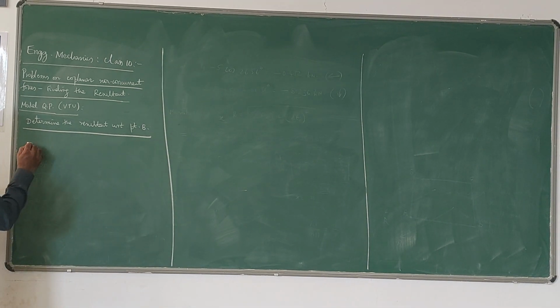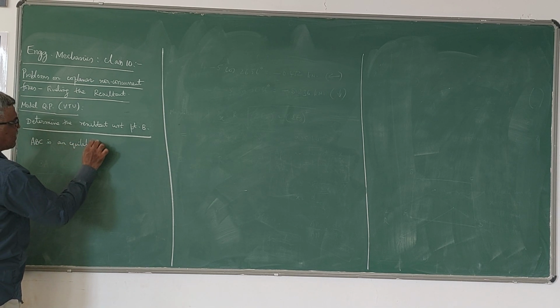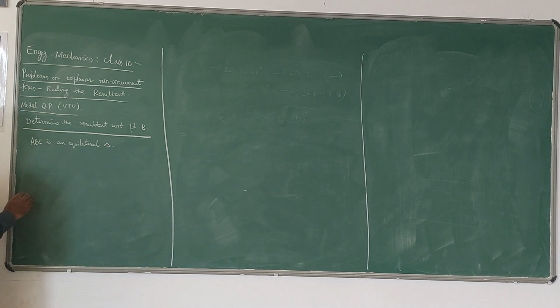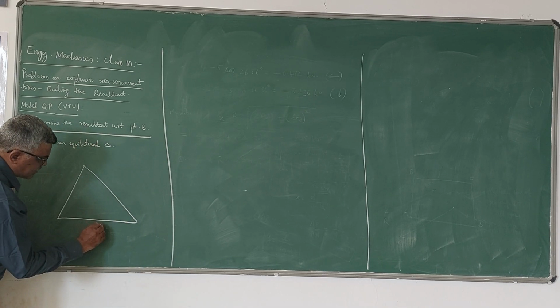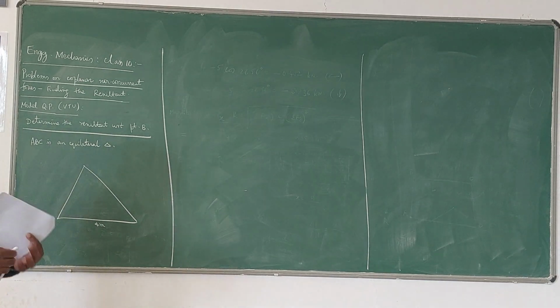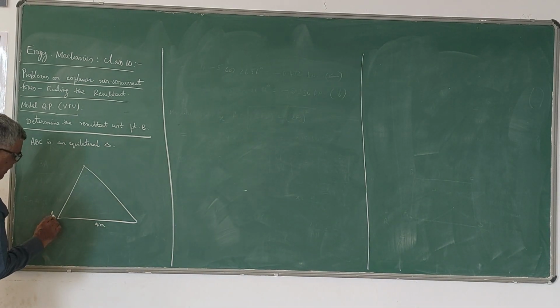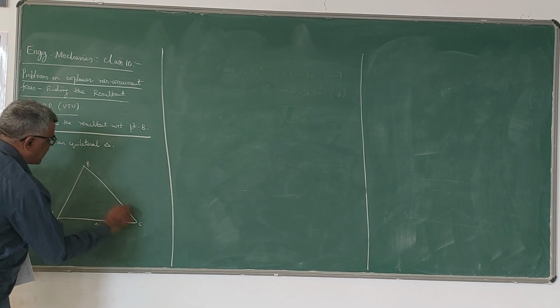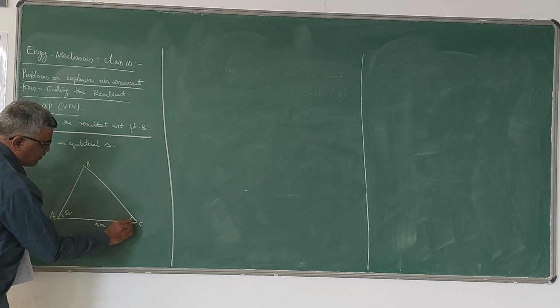So here ABC is an equilateral triangle. That's what he has given. An equilateral triangle means all the three sides are equal, angles are equal. 4 meters he has given as the length of each side. ABC is the equilateral triangle, so all the three sides are equal, 4 meters length. So angles will be 60 degrees, as you know.